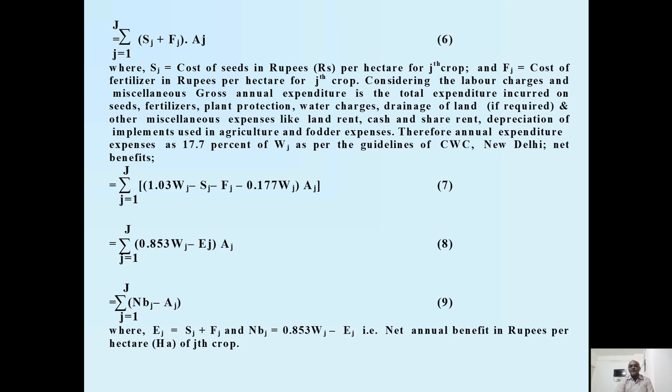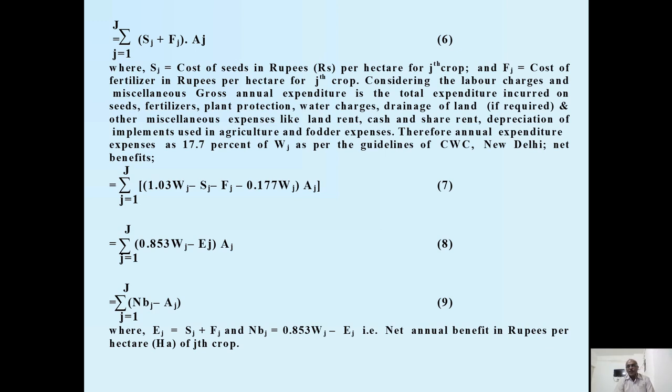Therefore, the annual expenditure is expenses as 17.7% of WJ as per the guidelines of CWC New Delhi. So the net benefits will be 1.03 WJ minus SJ minus FJ minus 0.0177 of WJ into AJ, and that is equal to 0.853 WJ minus EJ into AJ. So NBJ into AJ, where EJ is equal to SJ plus FJ, that is cost of seeds and cost of fertilizers. NBJ is equal to 0.853 of WJ minus EJ.